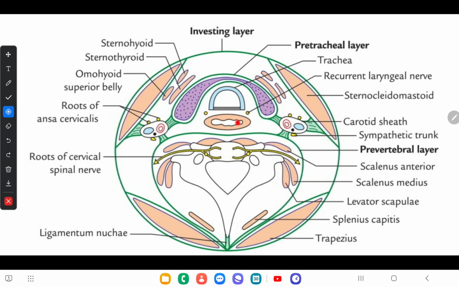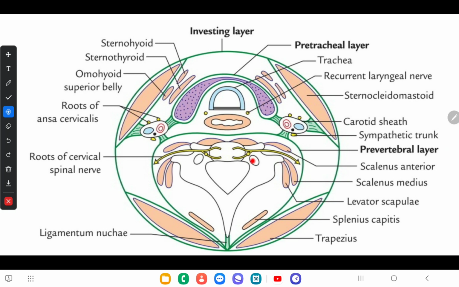This is the esophagus. This is the trachea. Then you have the thyroid here. Here the carotid sheath and the vertebrae are present.